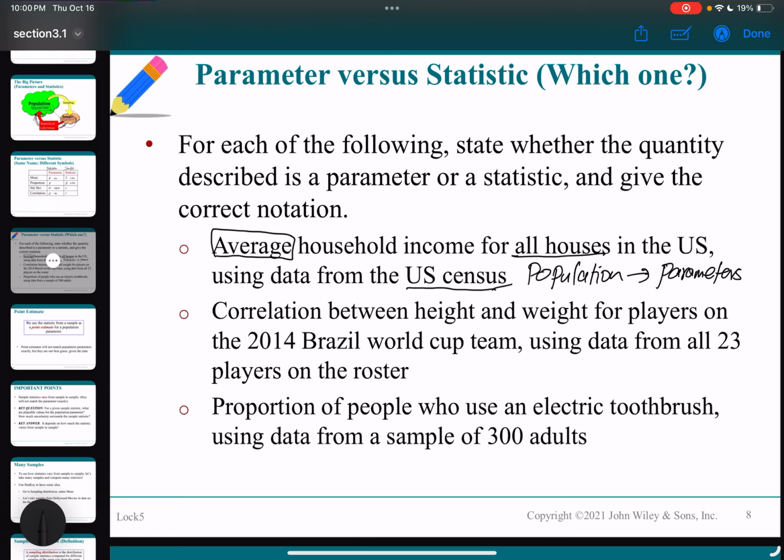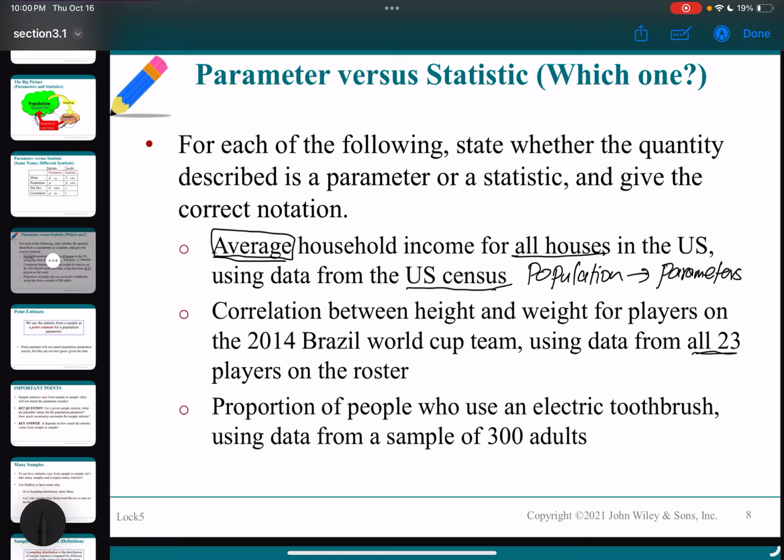Which one? Average. That means the parameter is the mean. So, population parameter: mean. Okay. Right. The next one: correlation between height and weight for players on the 2014 Brazil World Cup team, using data from all 23 players on the roster.